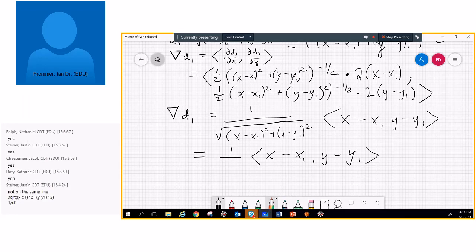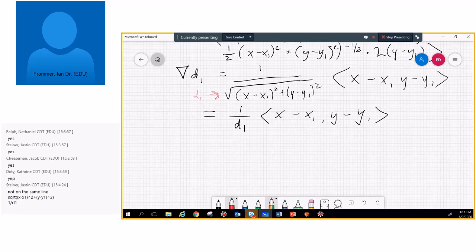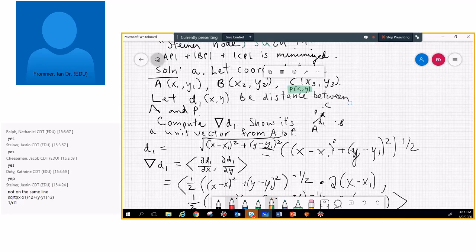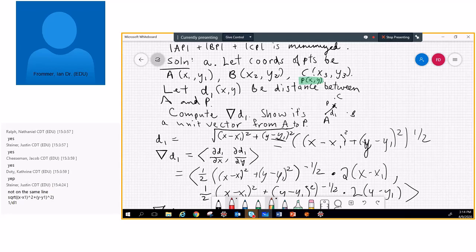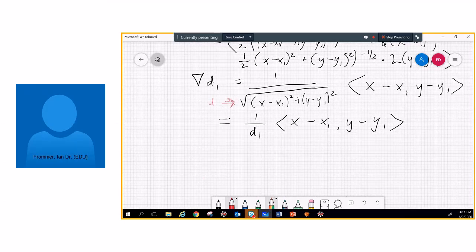Yeah, this is 1 over D1, so you just need D1, right? Because this guy over here, that's just D1. Okay. So that's simplified that nicely. And all right, so what are we doing again? So we had to compute D1 and show that it's a unit vector, and also that it goes from A to P. So we computed D1. Now let's do the part about showing it's a unit vector.